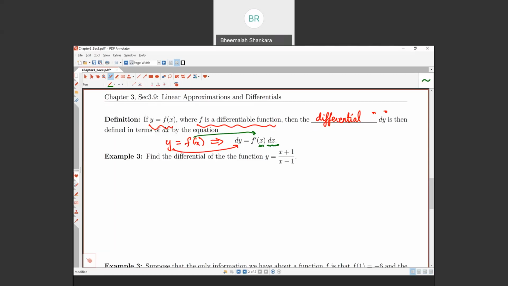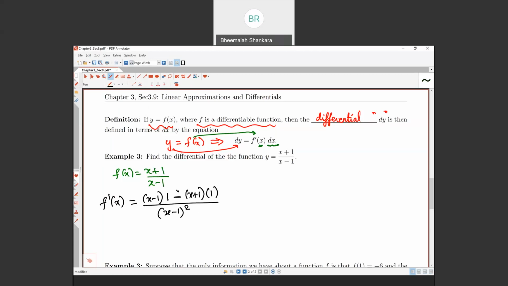So differential means it's a small increment. Let's use the concept of differential in the next example. So the function f of x is x plus 1 divided by x minus 1. Now let me differentiate this to get f prime. It's a quotient function, so I use the quotient rule. Square the denominator, always start with the denominator, differentiate the numerator, it's 1, negative, write the numerator, and then differentiate the denominator, again it's 1.